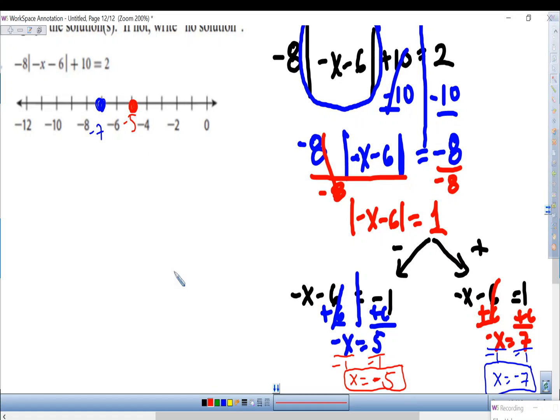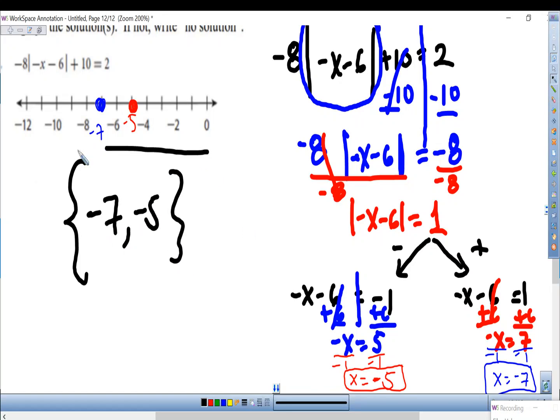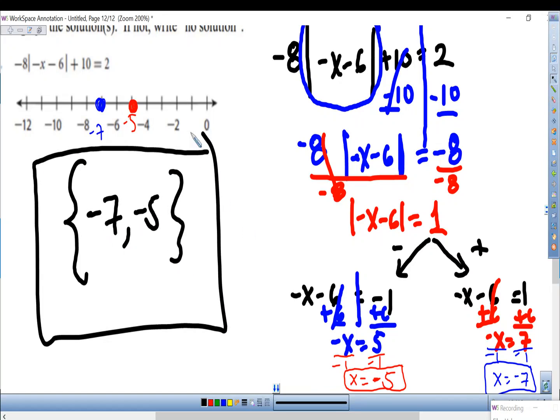No. How do we write the solution of an absolute value? You guys remember? Good. Solution set, negative, we go with the farthest to the left. What's the farthest to the left? Negative 7, comma, negative 5. Is it coming back, some of you? Yes?